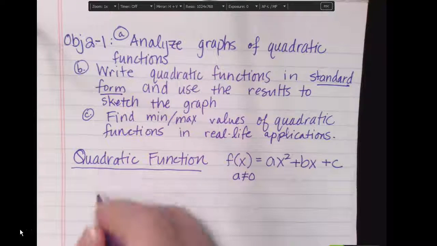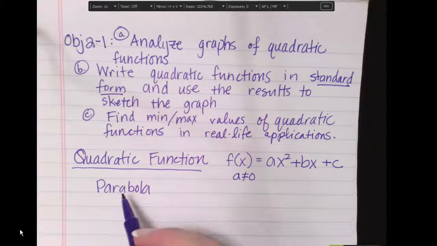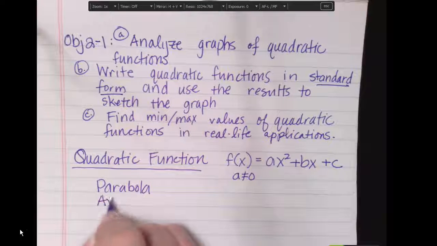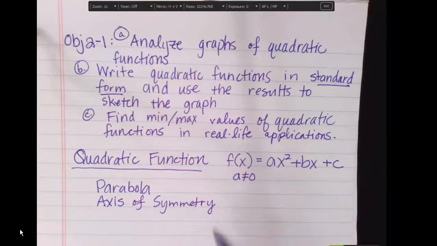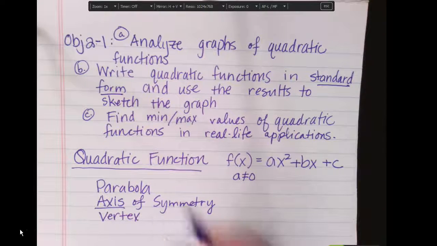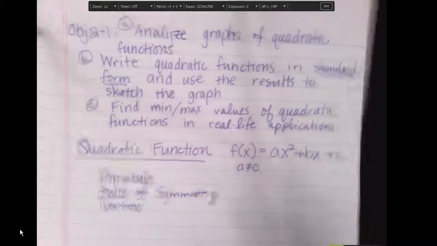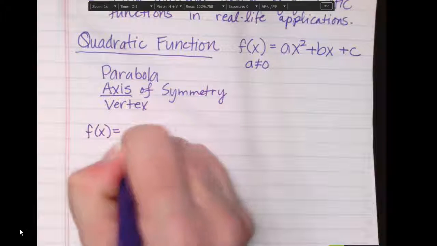So when we graph a quadratic, it makes a shape called a parabola. And all parabolas are symmetric with respect to their axis of symmetry. So we're going to be able to give the equation of the axis of symmetry, or sometimes we just call it the axis. And then the point where the axis intersects the parabola is called the vertex of the parabola. And we are going to spend a lot of time with the vertex. So let's look at a few basic parabolas. The parent function is f of x equals x squared.